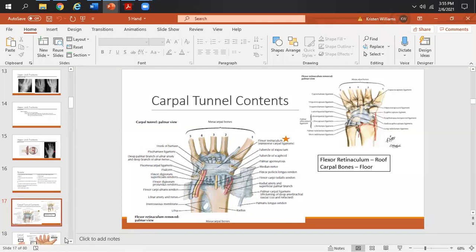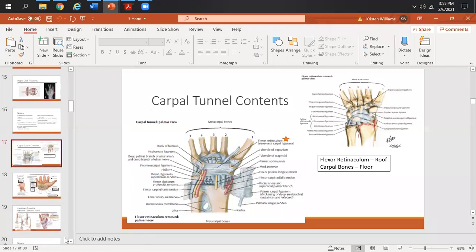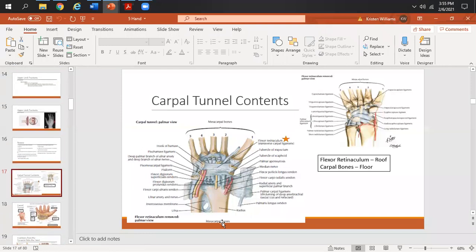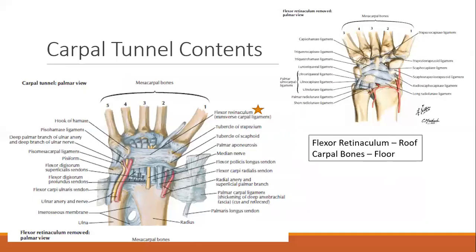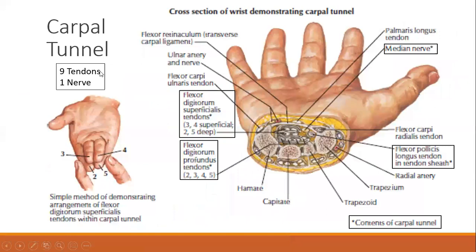All right, so it is 3:55. With a little bit of time that we have, I'm going to talk about the carpal tunnel, and then we'll call it. So the carpal tunnel, you can see the structure here. The roof of your carpal tunnel is the flexor retinaculum, and the floor is the actual carpal bones. You have 9 tendons and 1 nerve that pass through it. So this is your carpal tunnel here.